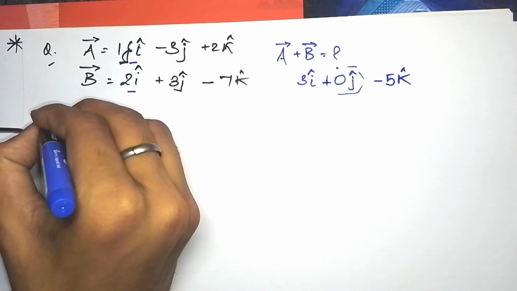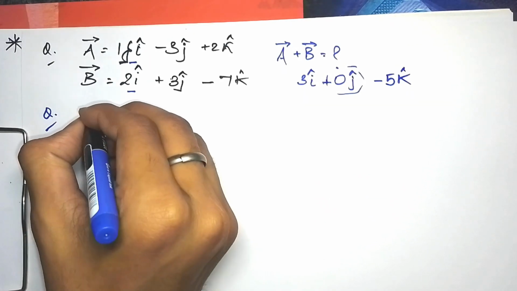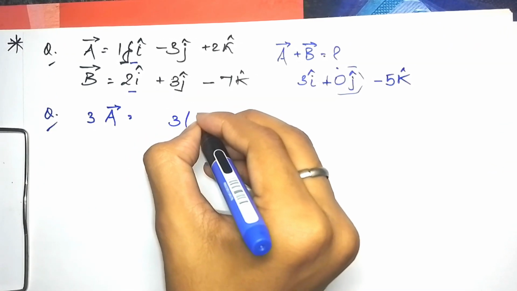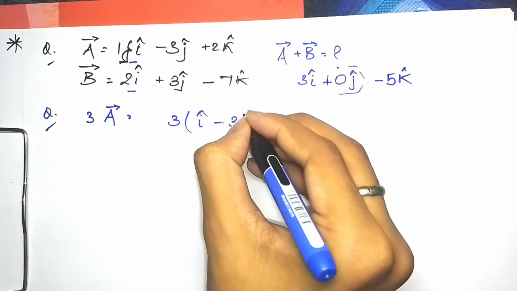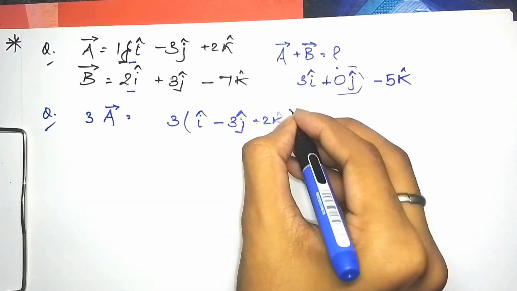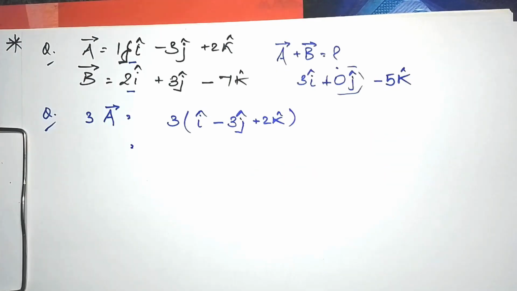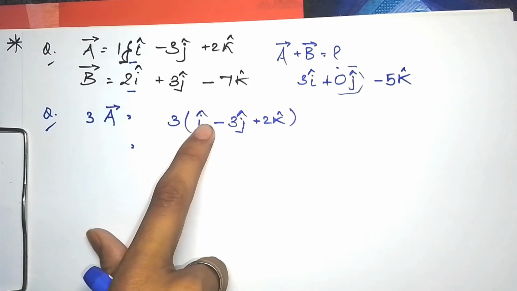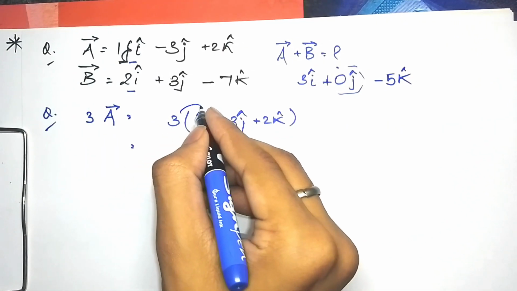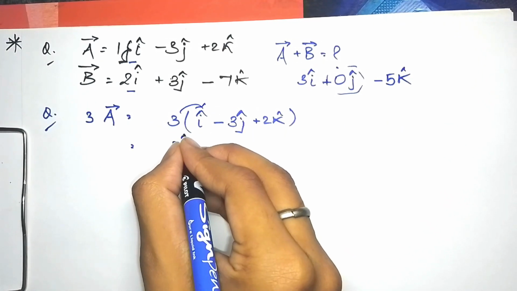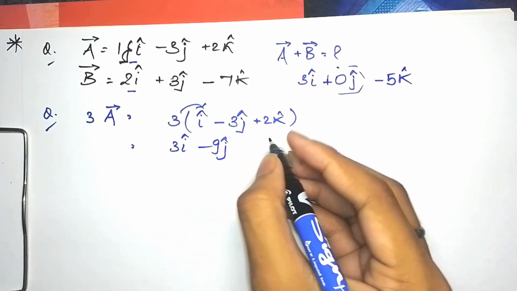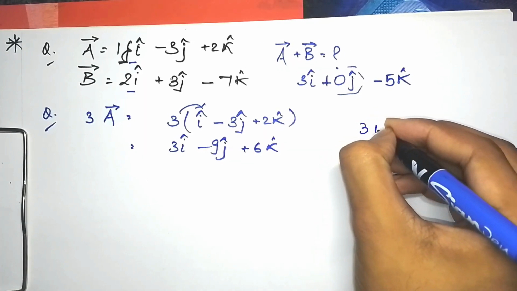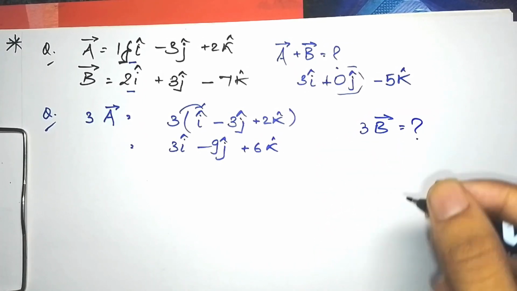Now let's move on to the multiplication by scalar. Suppose you are asked to multiply 3 with vector a in the given problem. So you would simply write here 3 in bracket i cap minus 3 j cap plus 2 k cap. I hope it's clear till now. Now, as I had told you in the last video, you have to take this with every component of the vector. So we multiply this 3 with every component of the vector. So here we get 3 i cap minus 9 j cap plus 6 k cap. Do this by yourself, 3 b cap, and write the answer in the comments.